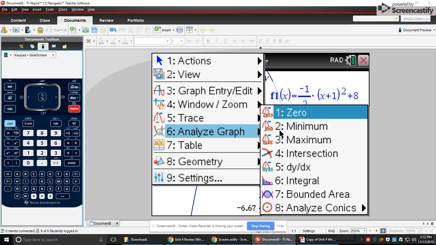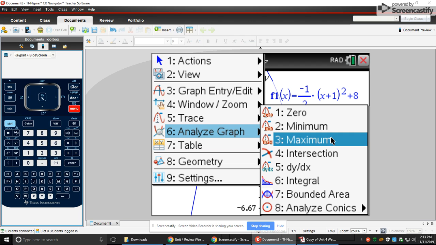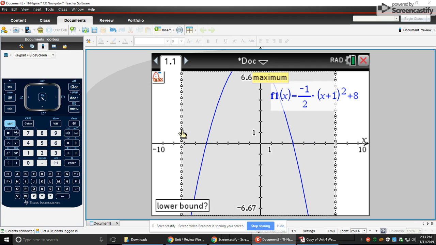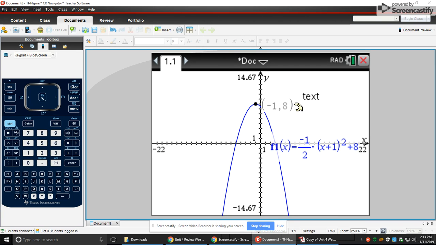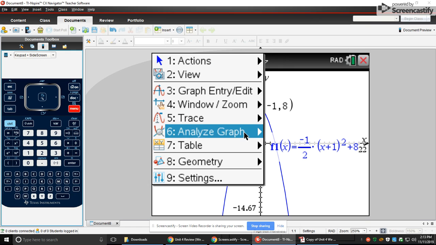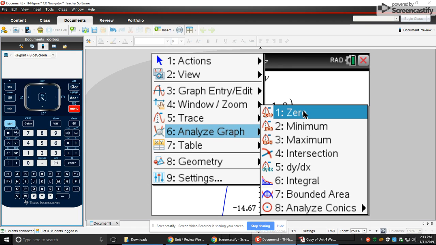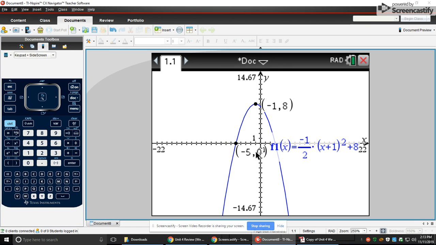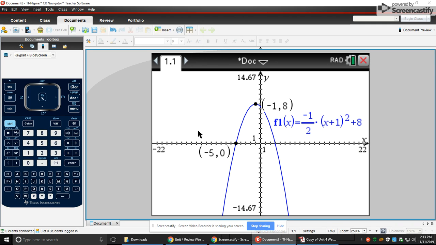Go to Menu, Analyze Graph, and then we're going to go to maximum since it said maximum. Click, highlight, click, and I get negative 1, 8. So that verifies these two, and I already verified that. But if you want to verify it without the table, just go to Analyze Graph, the 0, click, highlight, click. There it is. So that's how you would know without knowing how to do it by hand, and just graphing your answer choices.